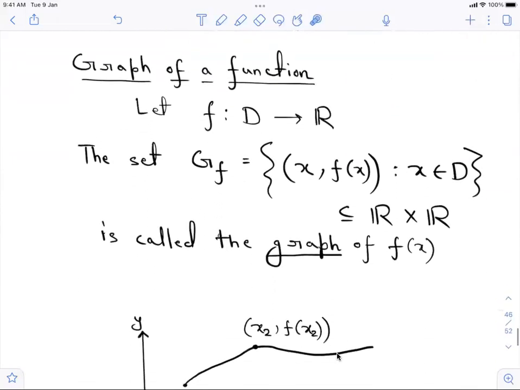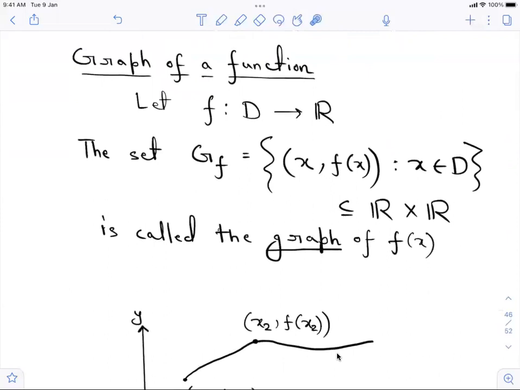Next is the graph of a function. It's important to distinguish between a function, which is just a rule, and its graph, which is really a set of pairs. Once a function is given, for each input I'm going to get an output. So I'm going to pair up that input with its corresponding output. If you know about the Cartesian product of two sets, it's pairing up of elements from two different sets. This is the Cartesian product of the domain and the range. So that gives you a graph.